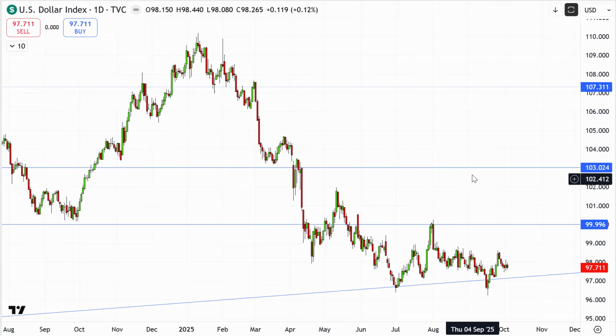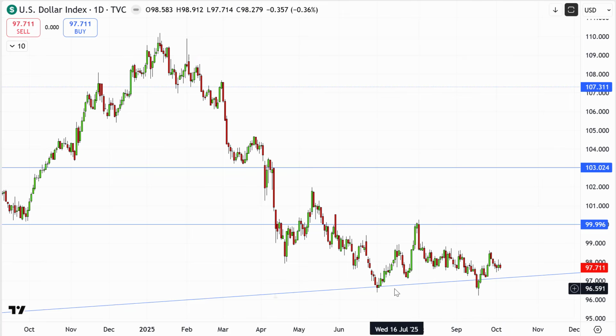So for now, let's just have a look at the dollar on the daily chart to start off with. We can see there's an old trend line here. We'll go and look at that in a minute. The dollar index has thus far successfully retested the low that was made in July. So we'll come back to that pattern there as well.